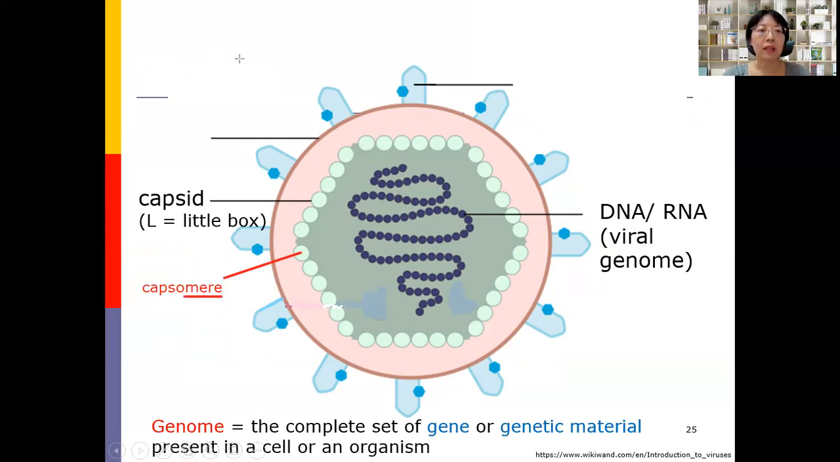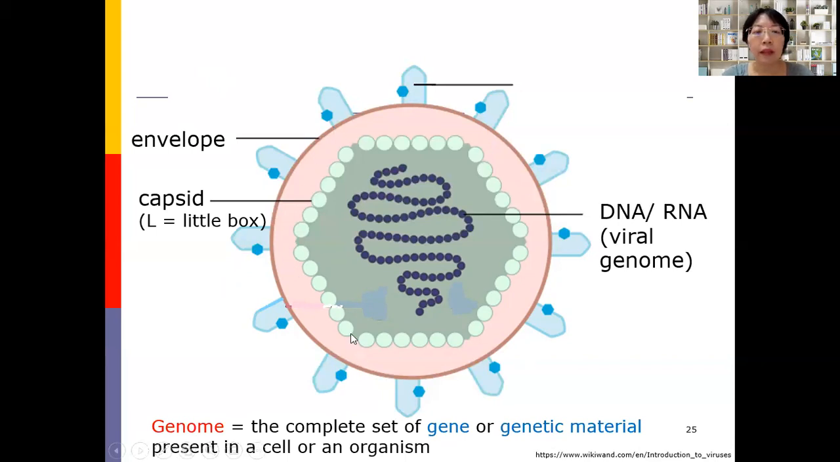Now the suffix mere stands for parts. So the basic part that makes up the capsid is called the capsomere. So the capsomere is the protein that forms the basic structure of the capsid. So you join all these capsomeres together, you'll form the capsid. Just like you join the tubulin dimers together to form the microtubule, the wall of the tubular shape of the microtubule.